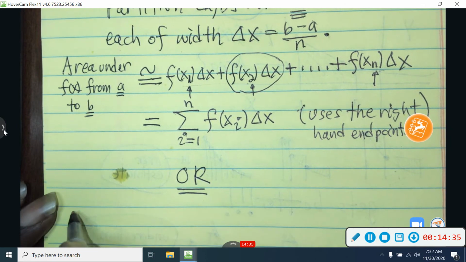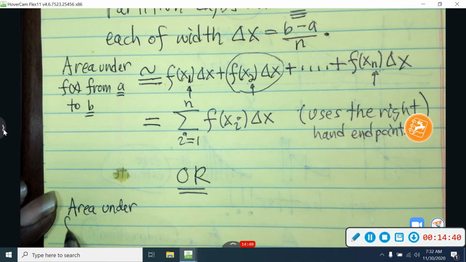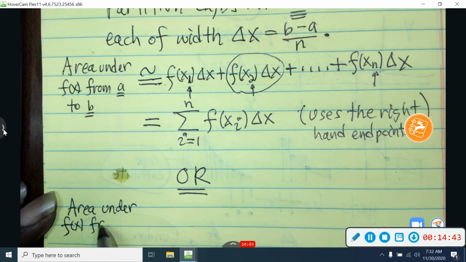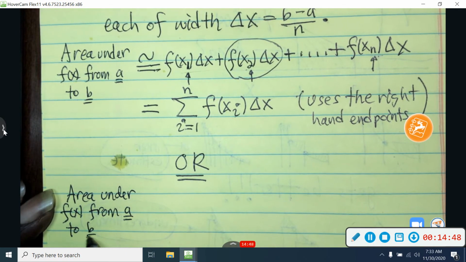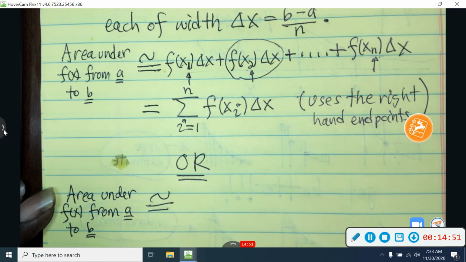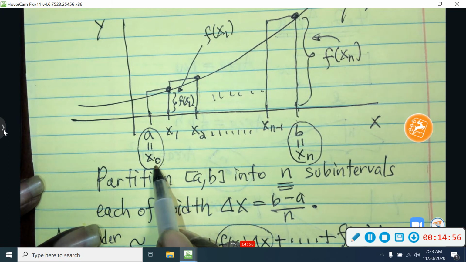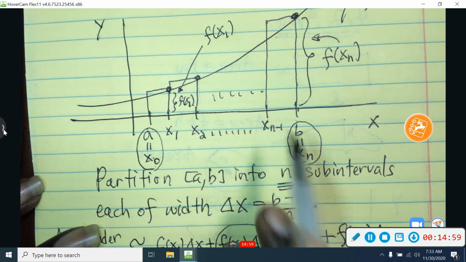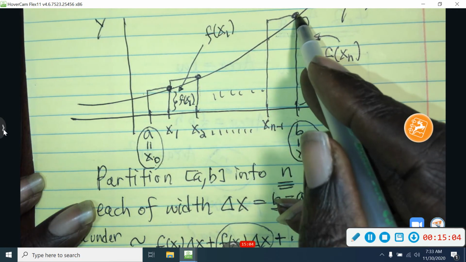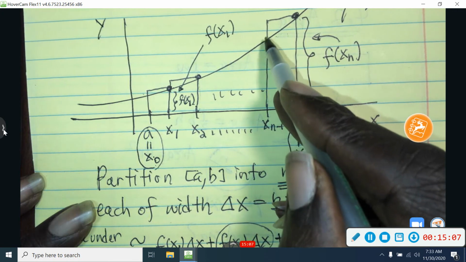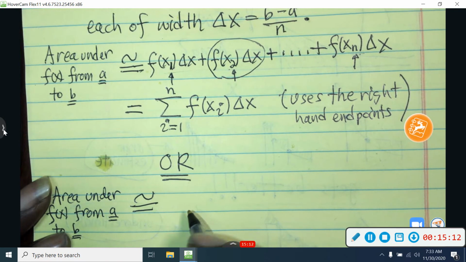So another way to do it is the area under f of x from a to b would be roughly equal to, now if you use the lefts, then it starts at x0 and goes up to n minus 1. Because you're using the left-hand endpoints instead of the right, you're not going to get this last one. The last one you get will be x n minus 1. But it'd be the same type of sum, length times width. Area of a rectangle, man.